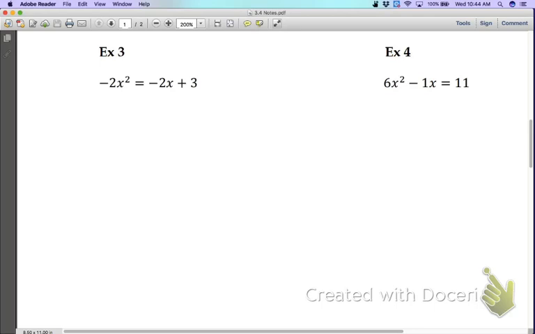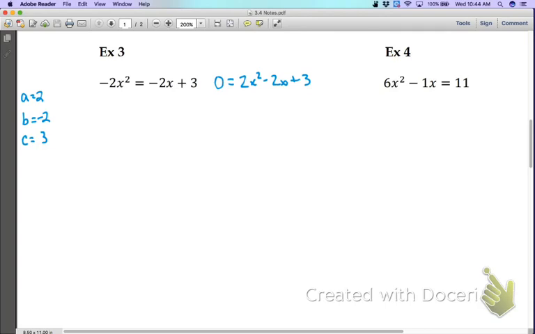It doesn't matter if it's 0 equals 2x squared minus 2x plus 3, or if you would have done negative 2x squared plus 2x minus 3. That wouldn't have mattered, because it would have just changed your A, B, and C values, but I'm still doing everything the same way. So I'm still going with A as a positive 2, B as a negative 2, and C as a positive 3.